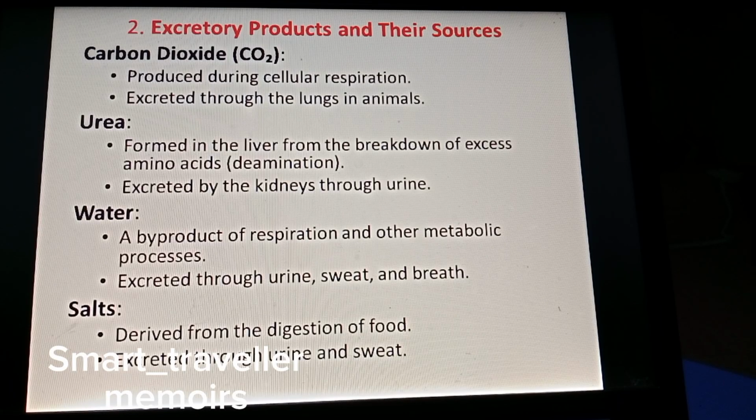Water, a byproduct of respiration and other metabolic processes, excreted through urine, sweat, and breath. And finally, we have salts, which are derived from the digestion of food, and they are excreted through urine and sweat. Guys, that is a very good summary of the products and their sources.